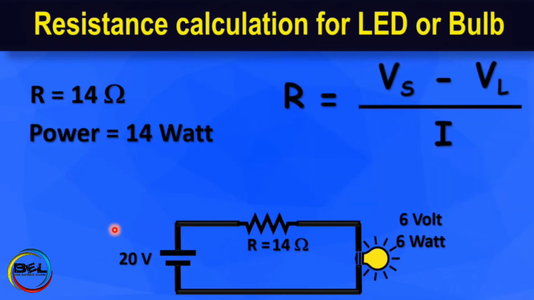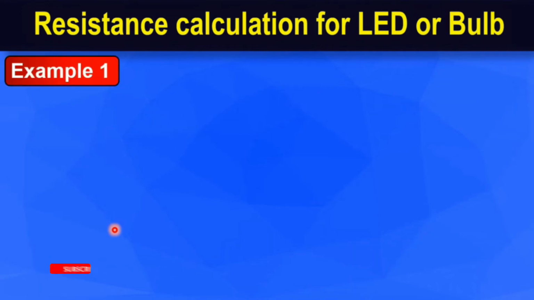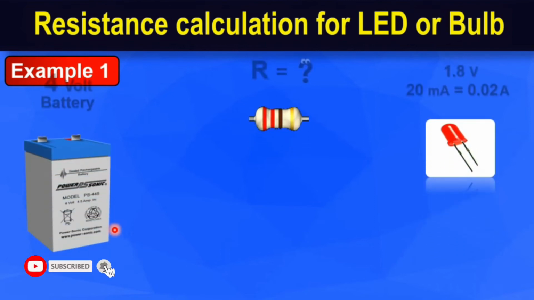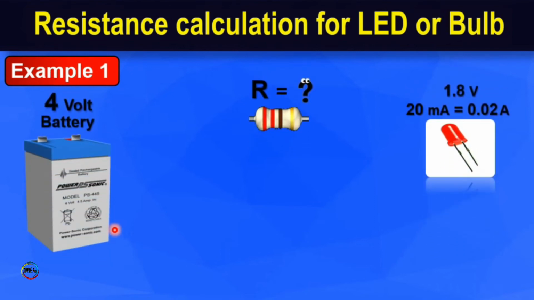So that is the formula which we have derived, that is R is equal to Vs, the voltage, minus VL, that is the load voltage, divided by the current I. Now we have example 1 in this equation. In this example you can see the battery voltage is a 4 volt battery, and we have to find out the resistance. The situation is that we have an LED having the operating voltage of 1.8 volt, and the current of the LED is 20 milliampere.